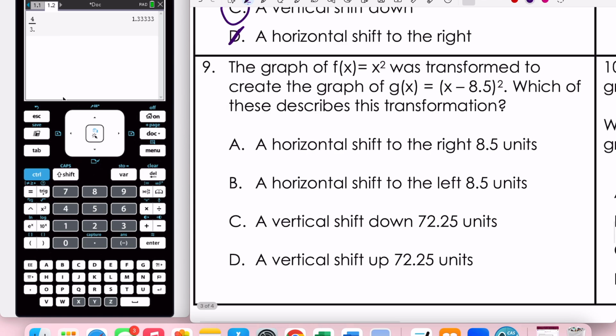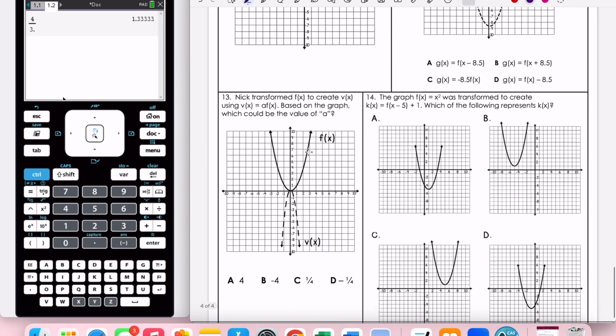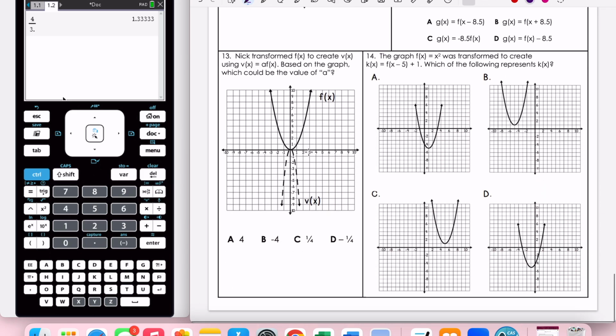Let's also take a look at number 9. The graph of f of x equals x squared was transformed to create the graph of g of x equals x minus 8.5 squared. Which of these describes this transformation? So guys, if your value is inside of parentheses, remember this is a horizontal shift. So anything that says vertical shift, I'm going to go ahead and eliminate. And remember, we always want to think the opposite. So if I see a minus sign inside of the parentheses, remember that means I'm actually going right. So here my answer is A. From here, you can go ahead and finish up the rest of your assignment.